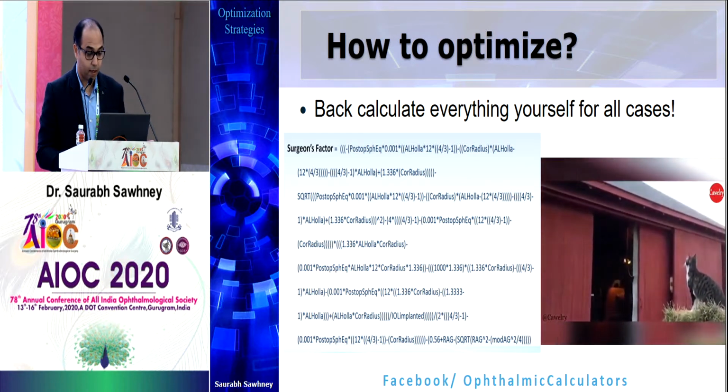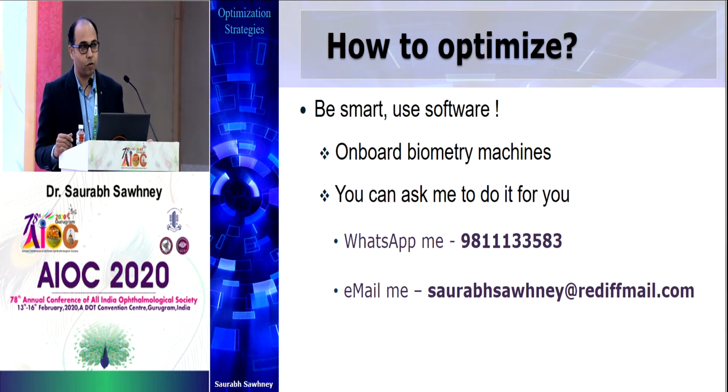So the other thing, the better thing to do would be to use software. Now most of the biometry machines would have onboard software, so you can just go back and put the data in your biometry machine, including the very old A-scan machines. I used a Biomedics a long time back, and it had a place where I could fill in the refractive data, and it pretended to give me optimized values. Later on, I found out there were some formulas which were miscalculated in that machine, so I gave it up.